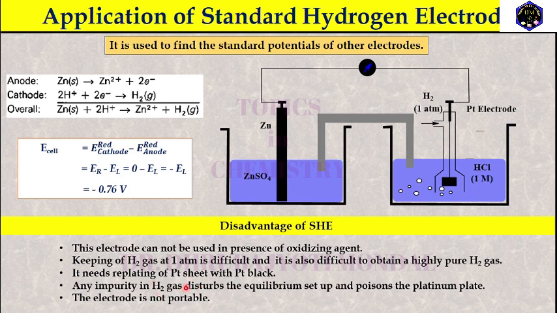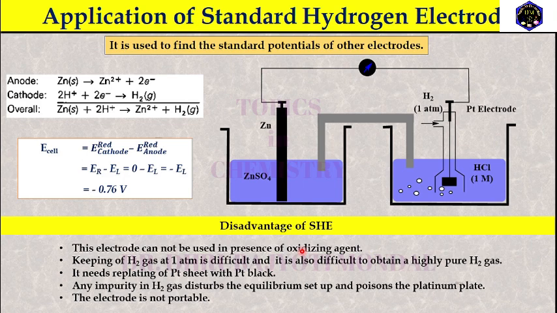That's why you need highly pure hydrogen gas. If it is not highly pure, then it poisons the platinum plate. So in that case, you need replating of the platinum sheet with platinum black. The next point, number 5, the electrode is not portable. For those reasons, you cannot always use the standard hydrogen electrode. So you have to use some secondary reference electrodes. The secondary reference electrodes are the calomel electrode and the silver chloride electrode.